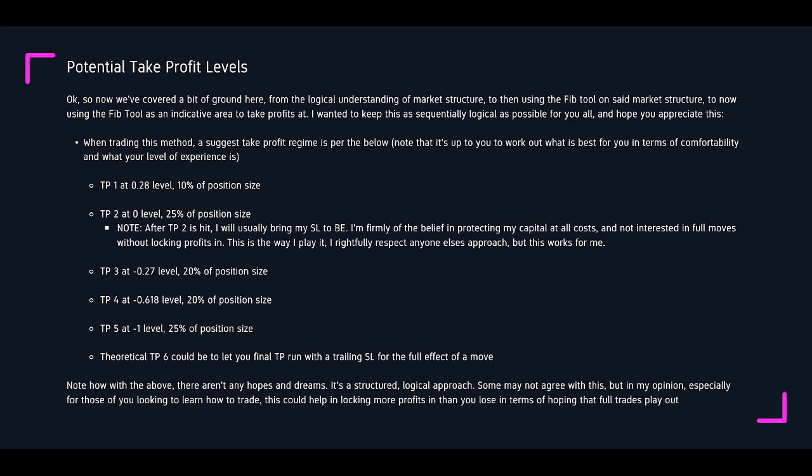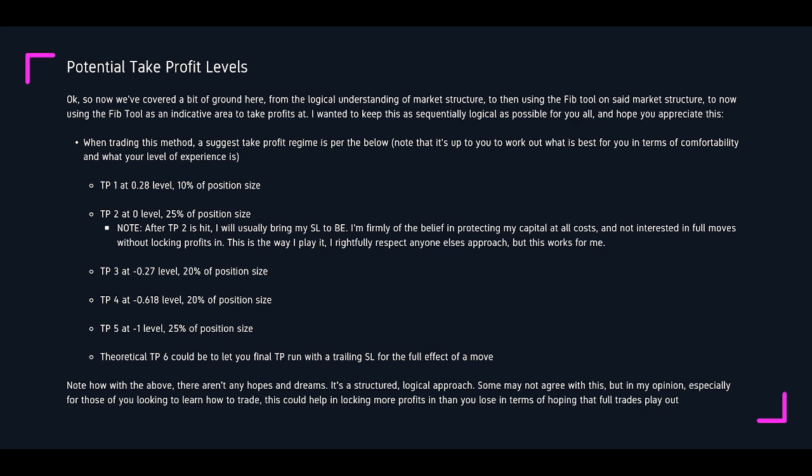You're looking to learn how to trade. It helps lock in profits. And this only happens after you've taken 2 sets of profit. Essentially, take profit 1 is 10% and take profit 2 is 25%. You've just locked in 35% of your position size in terms of profit, and then you bring your stop loss to break even. But again, play around with it. You'll see, you perhaps will get a bit cocky or a bit lucky, or you'll just want to be a bit anxious.